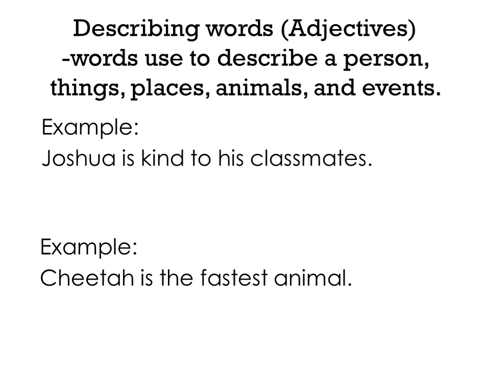Joshua is kind to his classmates. Joshua is an example of a person. So the describing word here to describe Joshua is kind. Another one: cheetah is the fastest animal, and cheetah is an example of an animal. And the describing word used here is fastest. Great.